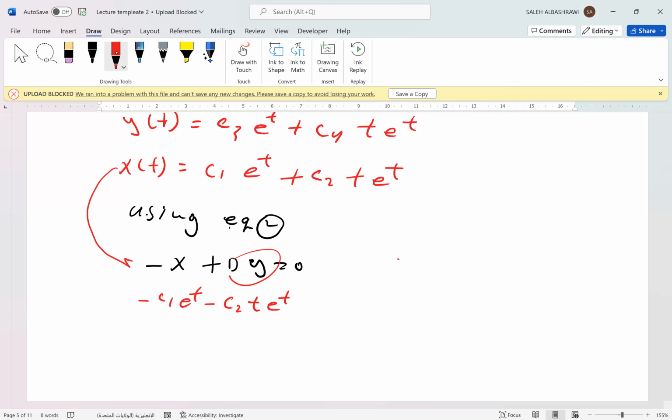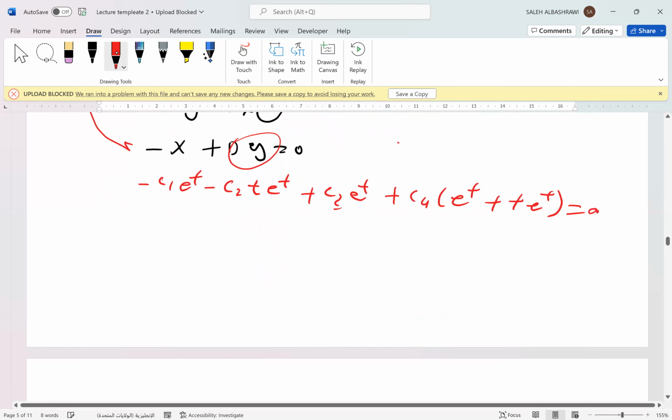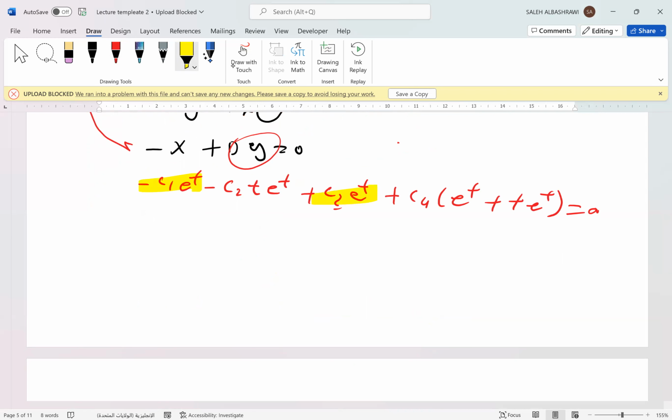Now Dy means the derivative, so we have to differentiate y. I will have c3 e to the power t, plus, for the derivative of the second term, applying the product rule, c4 times (e to the power t plus t e to the power t), equal to 0. Now if we combine the similar terms, I have minus c1 e to the power t, c3 and c4 e to the power t.